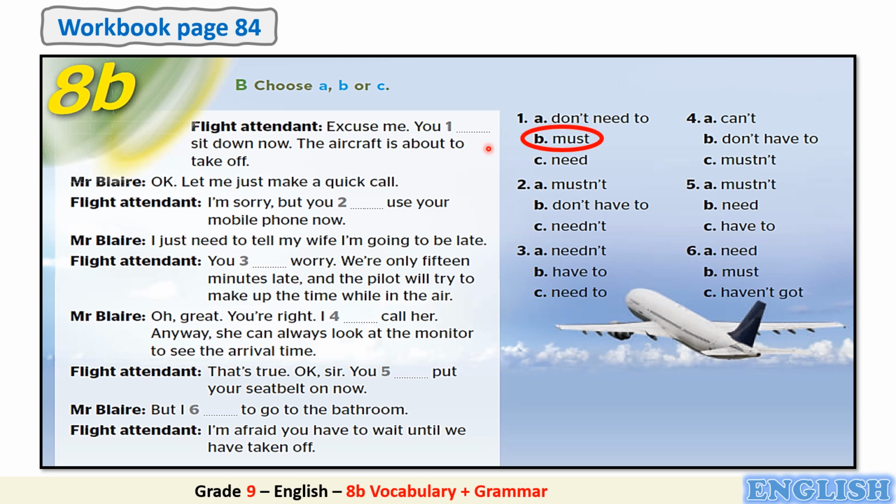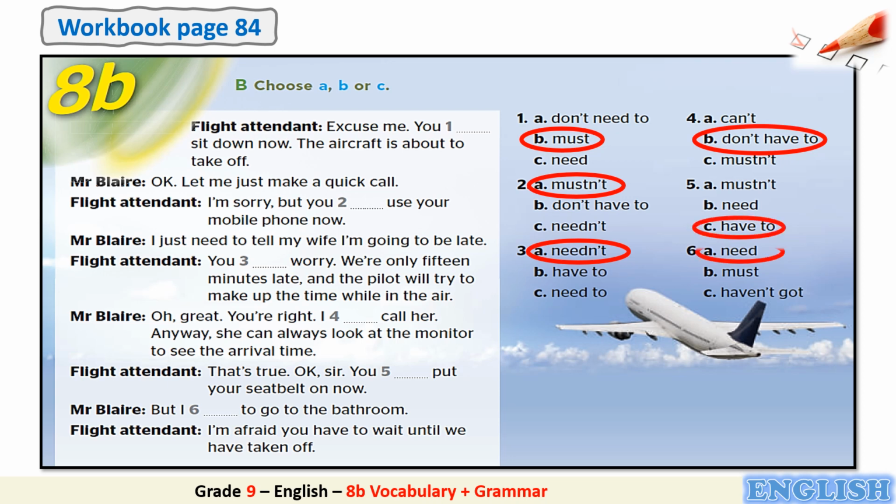Excellent, my students. You must sit down now. Because here we use must to express obligation or necessity. It is necessary to sit down now because the aircraft is about to take off. Excellent, my students. Now pause the video, then choose A, B, or C. Now let's check your answers. Well done, my students.